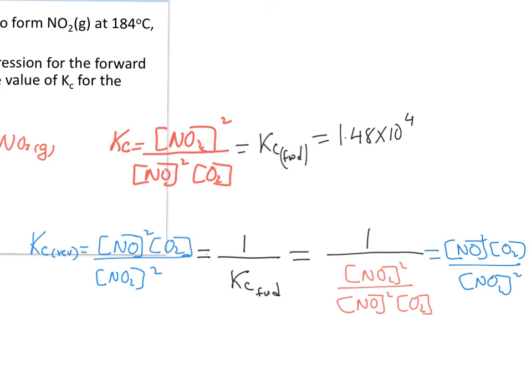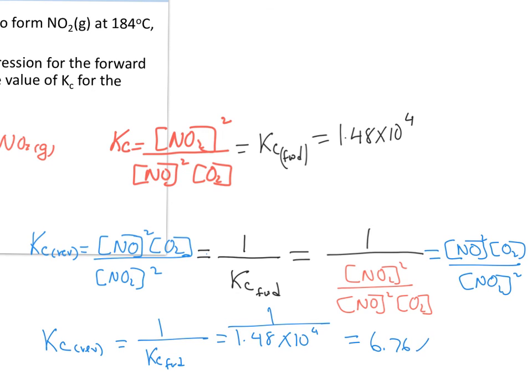So the question was, what is the Kc value of the reverse reaction? And we know that it equals the reciprocal of the Kc for the forward reaction. That means it's going to be the reciprocal of 1.48 times 10 to the 4. And in terms of the numbers, that equals 6.76 times 10 to the minus 5.